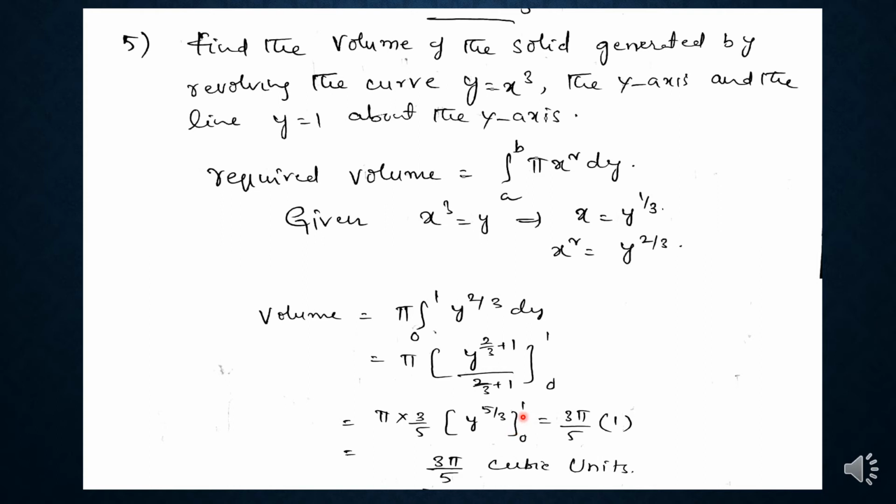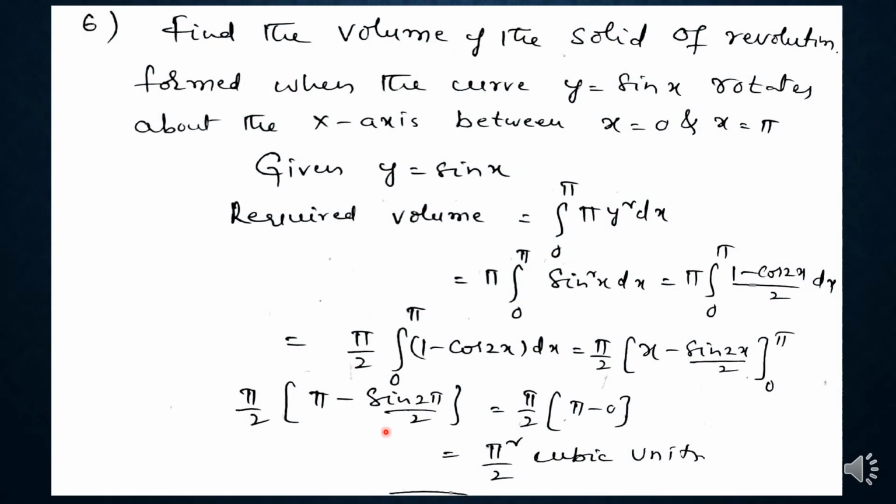Now by substituting the upper and lower limits, put y equals 1, then pi into 3 by 5 into 1 to the power of 5 by 3, which is 1, minus, if we put y equals 0, this term becomes 0. So that is 3 pi by 5. So the required volume is 3 pi by 5 cubic units.